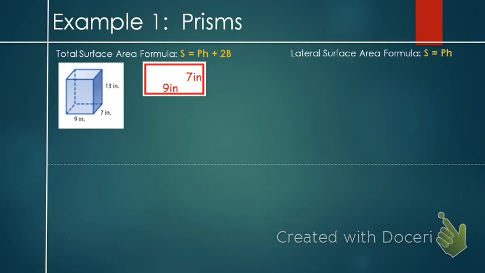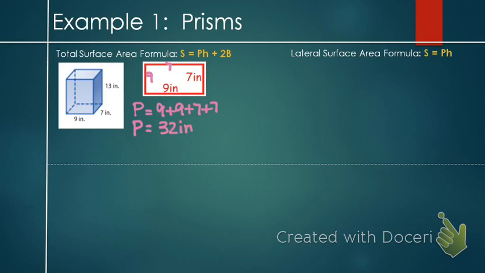Okay, so first I'm going to find P, the perimeter of our base. To find the perimeter of a rectangle, we have 9 plus 9 plus 7 plus 7. Again, you can use a calculator since this is 8th grade. 9 plus 9 is 18. 18 plus 7 is 25. 25 plus 7 is 32. So I have 32 inches for my perimeter.